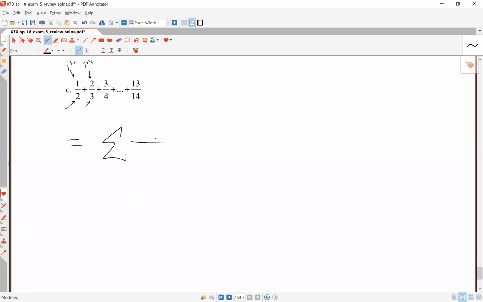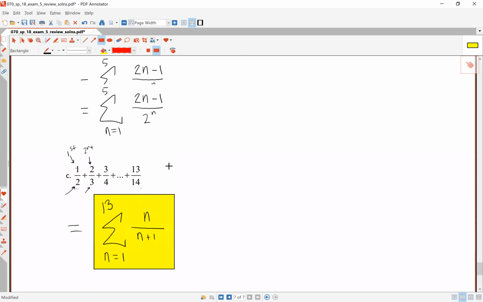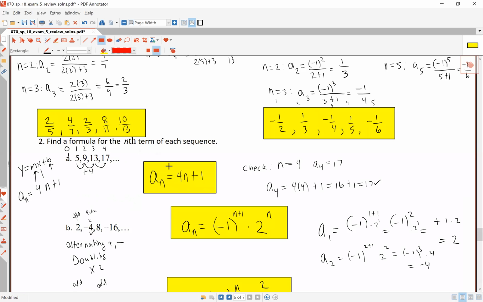So the numerator is the same as the position, or the first term, second term, and so on. And then the denominator is 1 more than the position, so n plus 1. We've gone from 1 to 13 on top and 2 to 14 on the bottom. That is a total of 13 terms. So we sum up from 1 to 13 of n over n plus 1. And this concludes the video for the review for section 13.1.